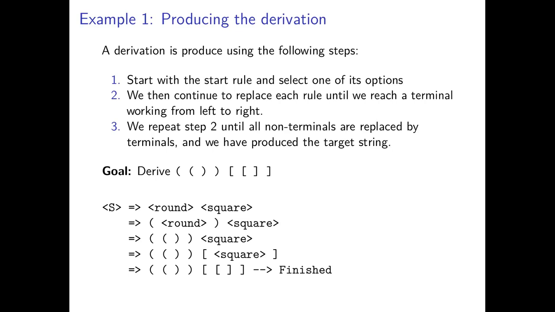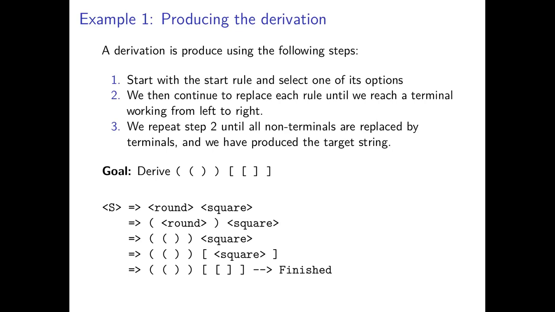Then for the next line, we replaced the leftmost round with just a set of parentheses, leaving us with the first half of our string. So we have the nested parentheses followed by the non-terminal square. So we're going to replace the non-terminal square because it's the leftmost now. So then we look at this and we say, okay, we'll choose one, and the one that will get us to where we need to go will be the start square bracket, the non-terminal square, and then the end square bracket. And that gives us the next to last line.